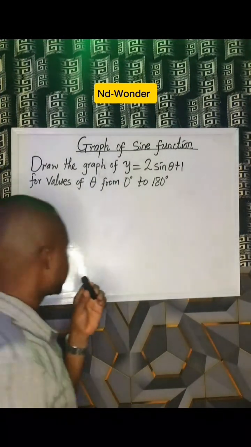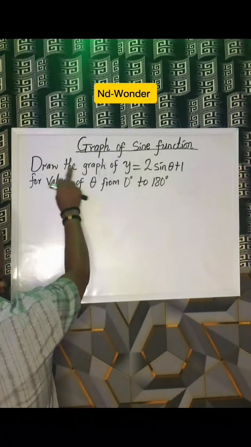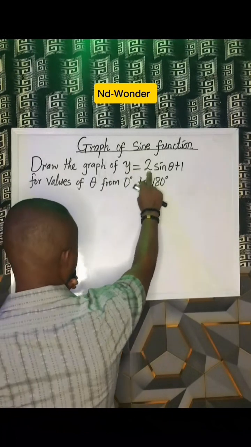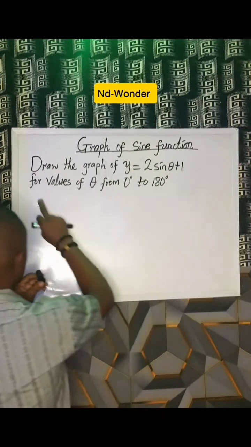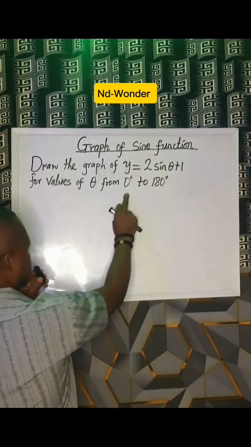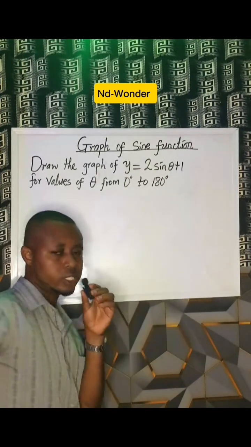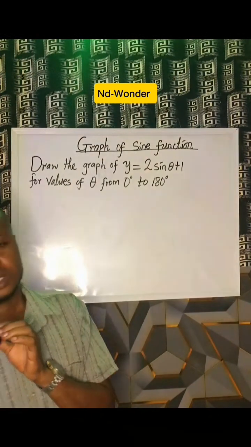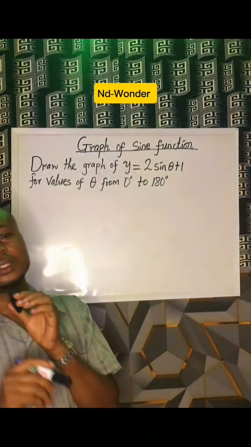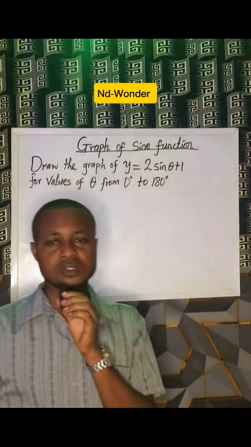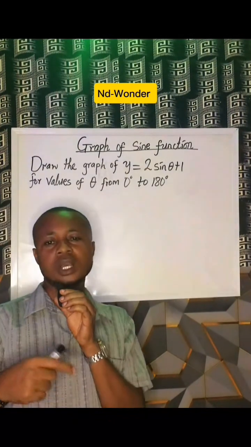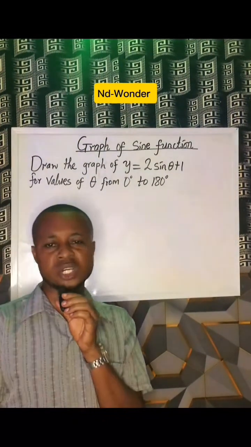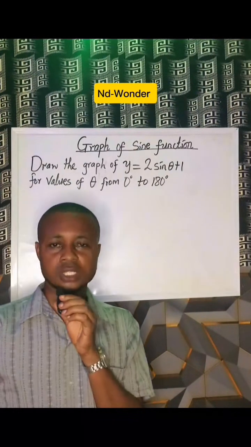The question reads thus: draw the graph of y equals 2 sine theta plus 1 for values of theta from 0 to 180 degrees. There is no big deal here. All you need to do is to recall how a linear graph is plotted.